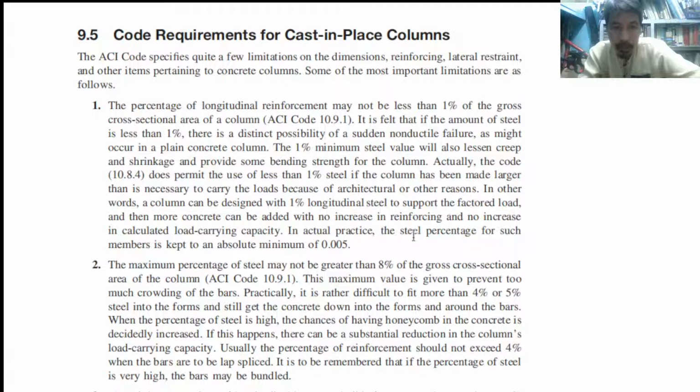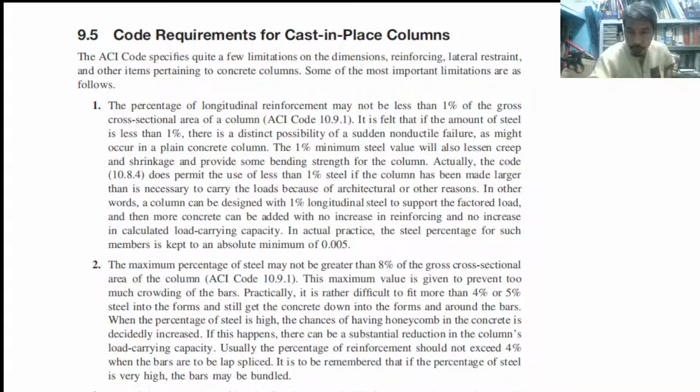In actual practice, the steel percentage for such structure is kept at an absolute minimum of, take note, absolute minimum, 0.5%. So absolute minimum. Minimum is 1%, but if you're going to use even lower than that, so 0.5%.